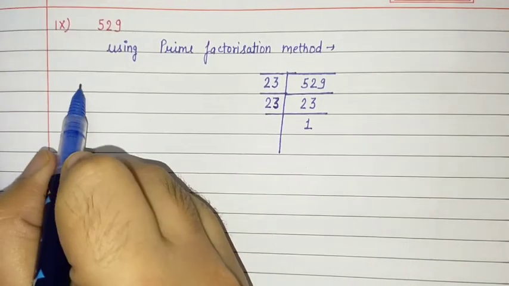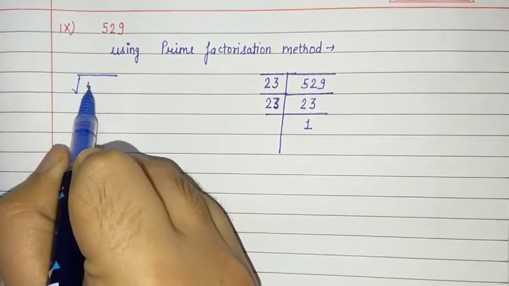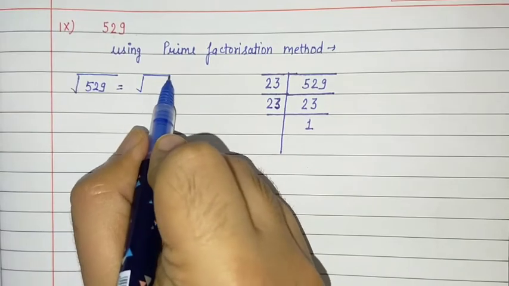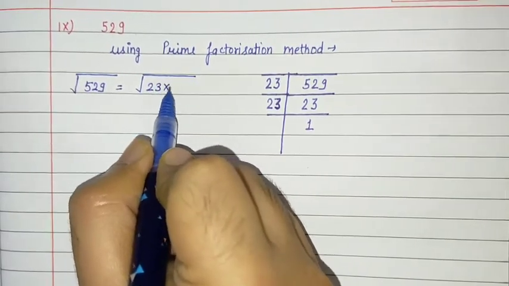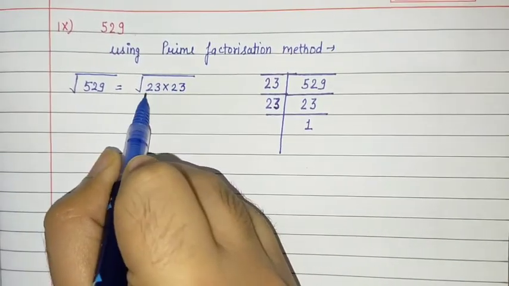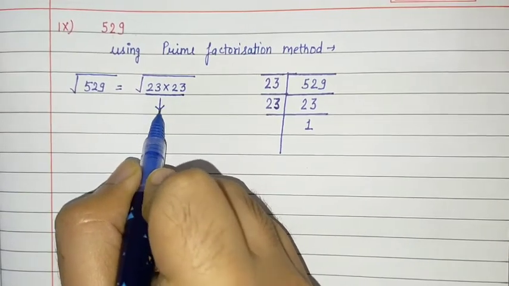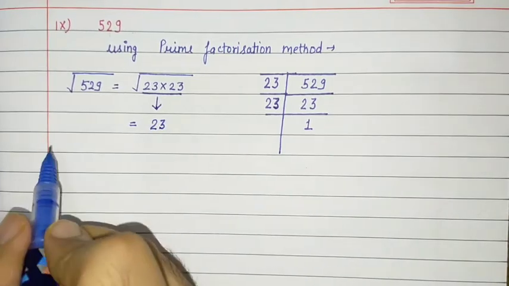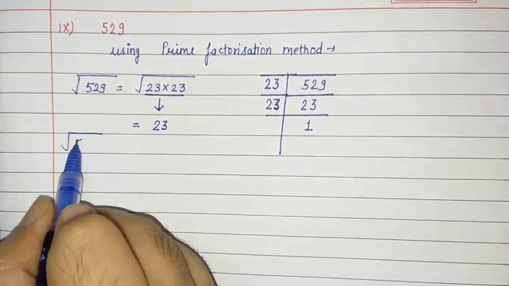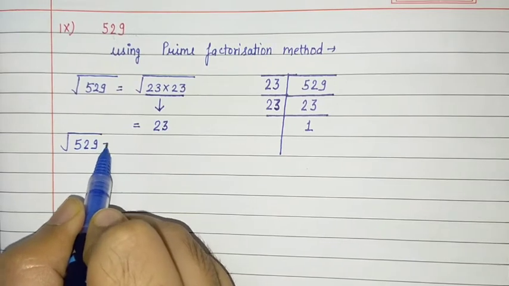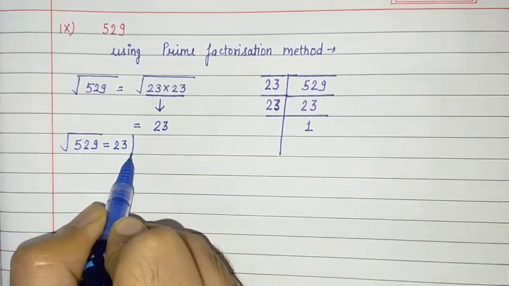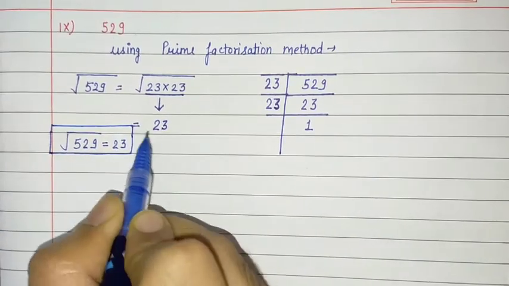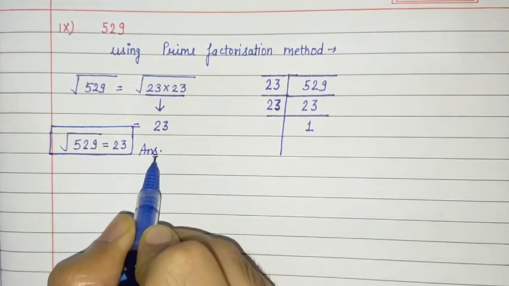Now the square root of this number 529 is equal to the square root of 23 into 23, and only one pair is here, so we will take only one number outside, that is 23. So the square root of 529 is equal to 23. This is your answer.